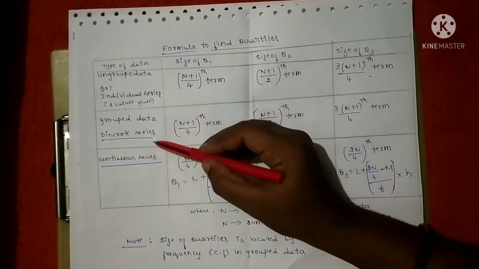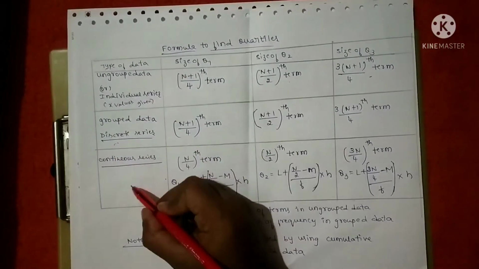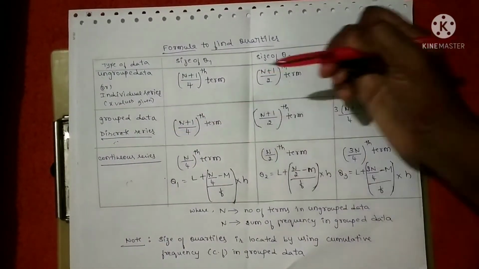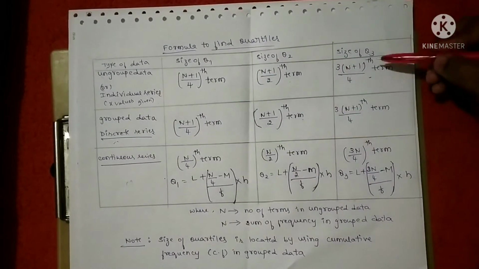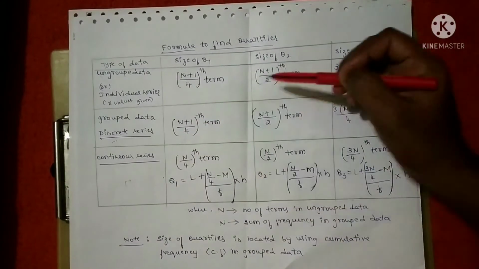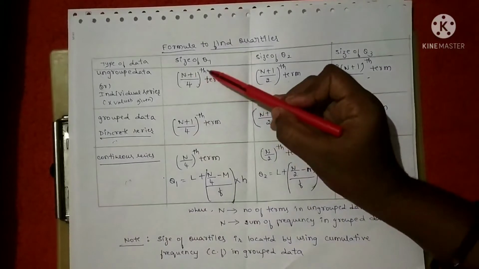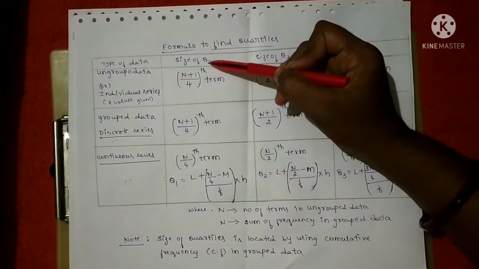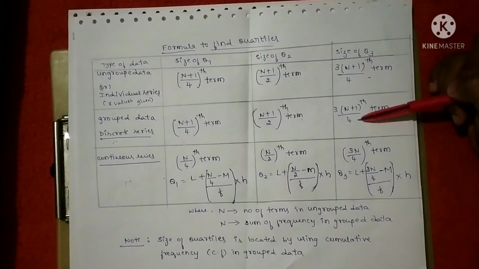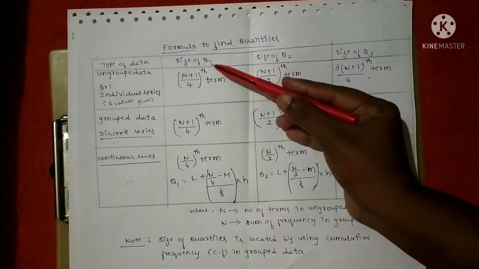For grouped data, again we have discrete and continuous series. Discrete in the sense x and f values. Continuous in the sense class intervals and f values. For the discrete series you are using this formula for Q1, and for Q2 and Q3 you can note that discrete series and ungrouped data are more or less the same. But in the continuous series only it is changing. For ungrouped and grouped data we use the same formula to find Q1 as well as Q2 and Q3. But for continuous data, the formula changes.